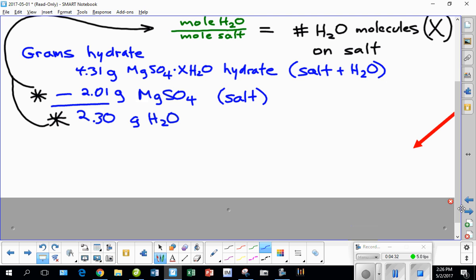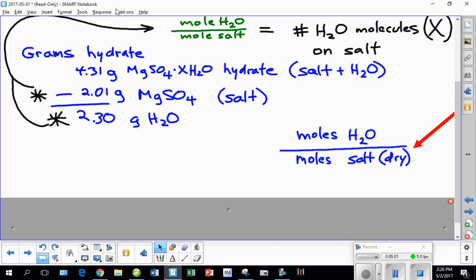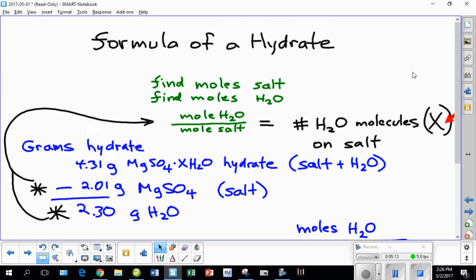So we have moles of water, and we have moles of salt, dry. When you divide those 2 numbers, you're going to get that X number, which is right up here. Okay? So that's the number in the formula of the hydrate.